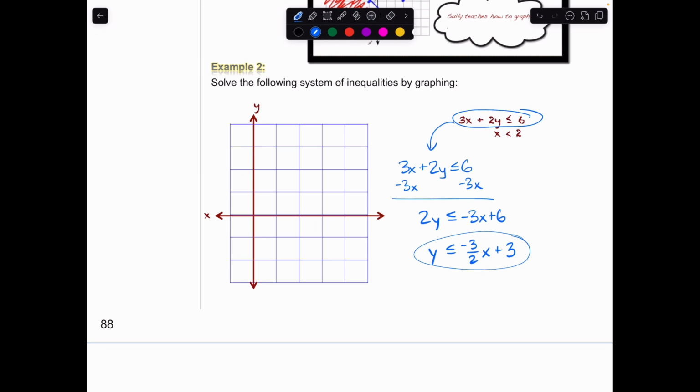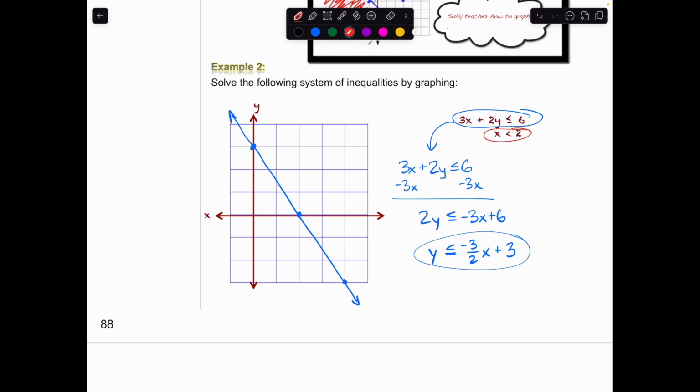Go up to 3. That's our y-intercept. And then our slope is negative 3 over 2. So I'm going to go down 3 and over 2. Put my point, and I can go down 3 and over 2 again. Put another point. And draw our line. It is a solid line because I have this equal to line underneath the less than symbol.